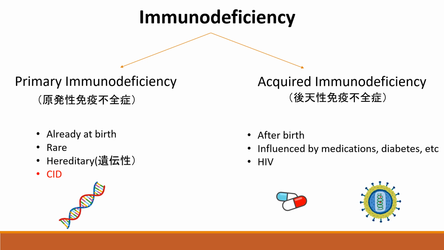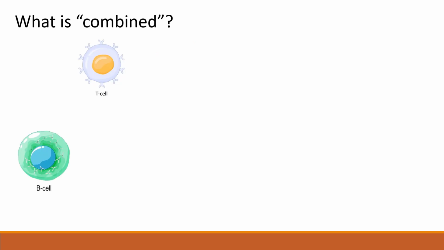Acquired immune deficiency occurs after birth and is thought to be caused by the use of drugs or exposure to diseases such as diabetes or HIV infection. What then is combined and what is combined?